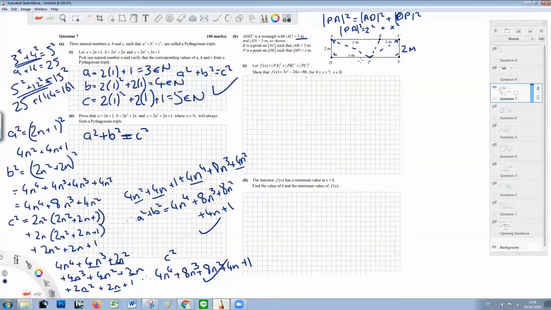Next one I want, PB. PB is going to be a little bit more difficult to find. So I'll just do PC first, because again, that's a right angle triangle. So PC is going to be, so this is going to be x, and this we know is 7. So this is going to be 7 minus x. So PC squared is going to equal 2 squared plus (7 minus x) squared.